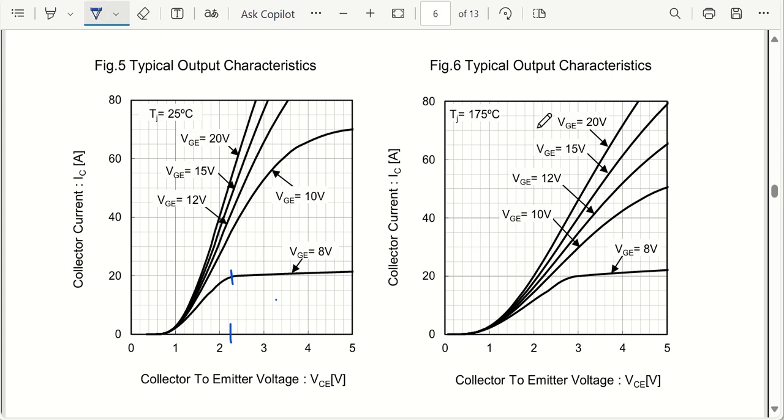Similar to that, typical output characteristics, in that we have collector current in the same way, and we have collector to emitter voltage in the same manner. So this is at 25 degrees centigrade, and this is at 175 degrees centigrade. So you must make sure that both conditions are met for your applications.